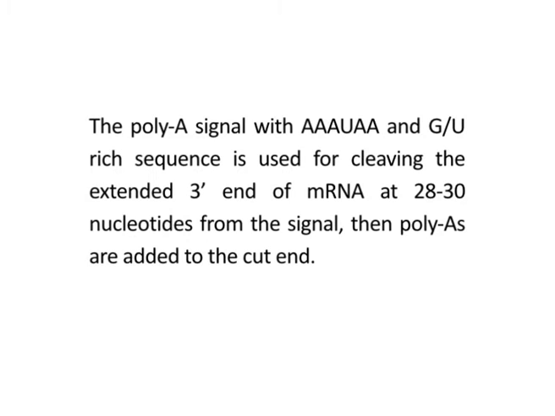In the eighth point, at the 3' end, mRNAs are added with a 200 to 250 nucleotide long polyadenine tail. However, in eukaryotic mitochondrial mRNAs, as for example from yeast and Neurospora, the poly-A tail is just 50 nucleotides long. In the ninth point, the poly-A signal with AAUAAA and a G or U rich sequence is used for cleaving the extended 3' end of mRNA at 28 to 30 nucleotides from the signal. Then poly-A's are added to the cut ends.